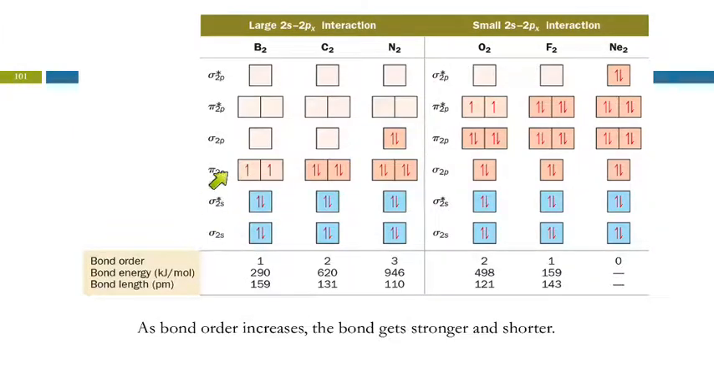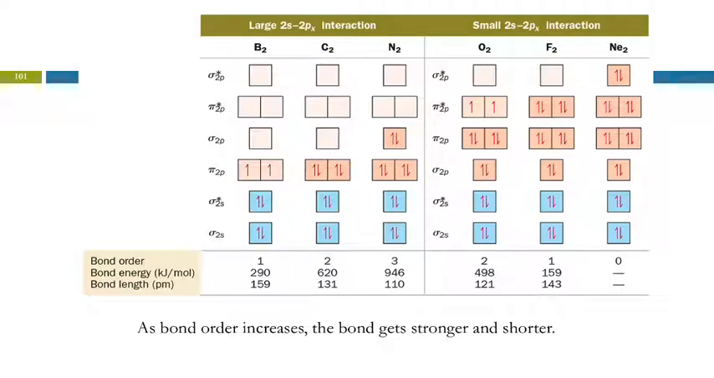So we can calculate the bond order. We're looking at the number of electrons in the bonding orbitals, so 1, 2, 3, 4, minus the electrons in the antibonding orbitals. So 4 minus 2 is 2, divided by 2 is 1. So the bond order here is 1. So this is predicted to exist. And here is also the bond energy and the bond length, and we'll look at those in a minute.